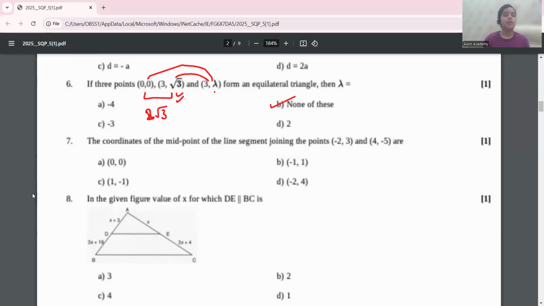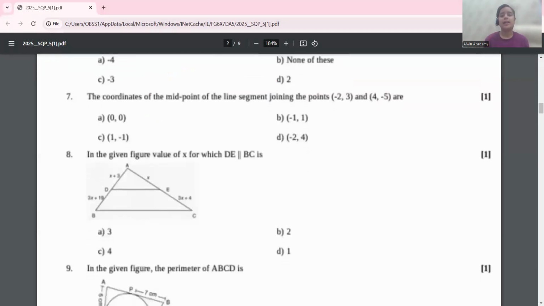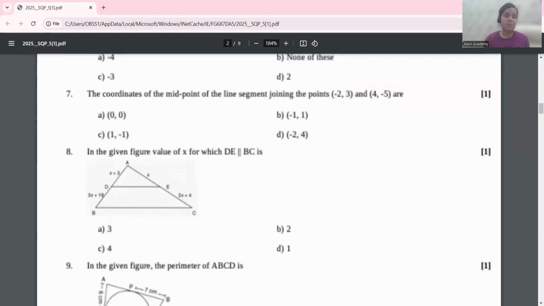Going to the next question, the coordinates of the midpoint of the line segment joining points this and this are. This is a straight question of midpoint formula. We apply midpoint formula here and get the answer as option number C, 1 comma minus 1.